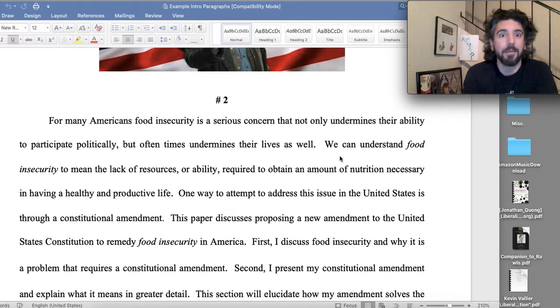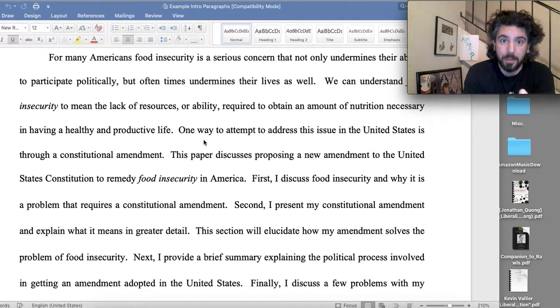Right? So it's almost like I wrote this. We can understand food insecurity to mean the lack of resources or ability required to obtain an amount of nutrition necessary in having a healthy and productive life. Okay, and so now I don't leave it to the reader to assume they know what food insecurity means, right? It's not as if food needs a security guard. I'm saying it has to do with not having these resources or not having food. I probably could have actually just said not having food. It might have been a better way of writing that.